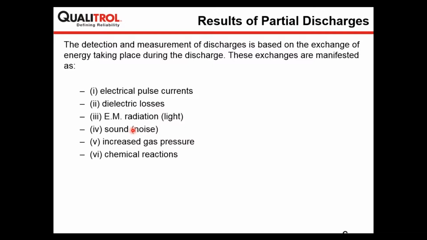To perform online partial discharge measurement, we rely on electrical pulse current to detect and locate partial discharges which are traveling along the length of the power cable.